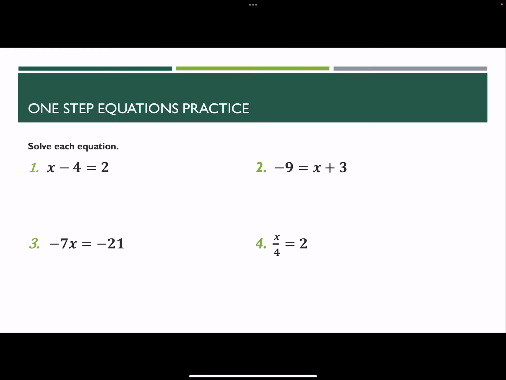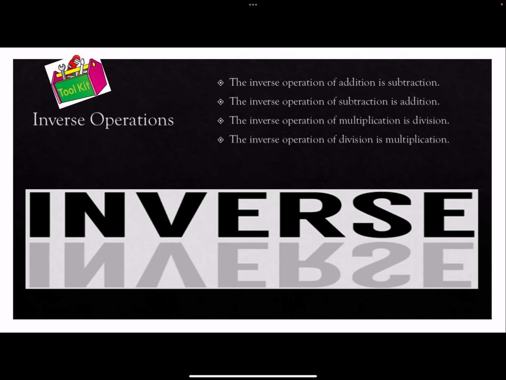So we're just going to start with a quick definition, and you can copy this down into your toolkit. We're going to talk about inverse operations. Inverse operations kind of like undo each other. So for example, if I pick any number, and then you were to add 2 to that number, and then I were to say to you, okay, get back to the original number, what would you do? You would subtract 2, right? So those are called inverse operations.